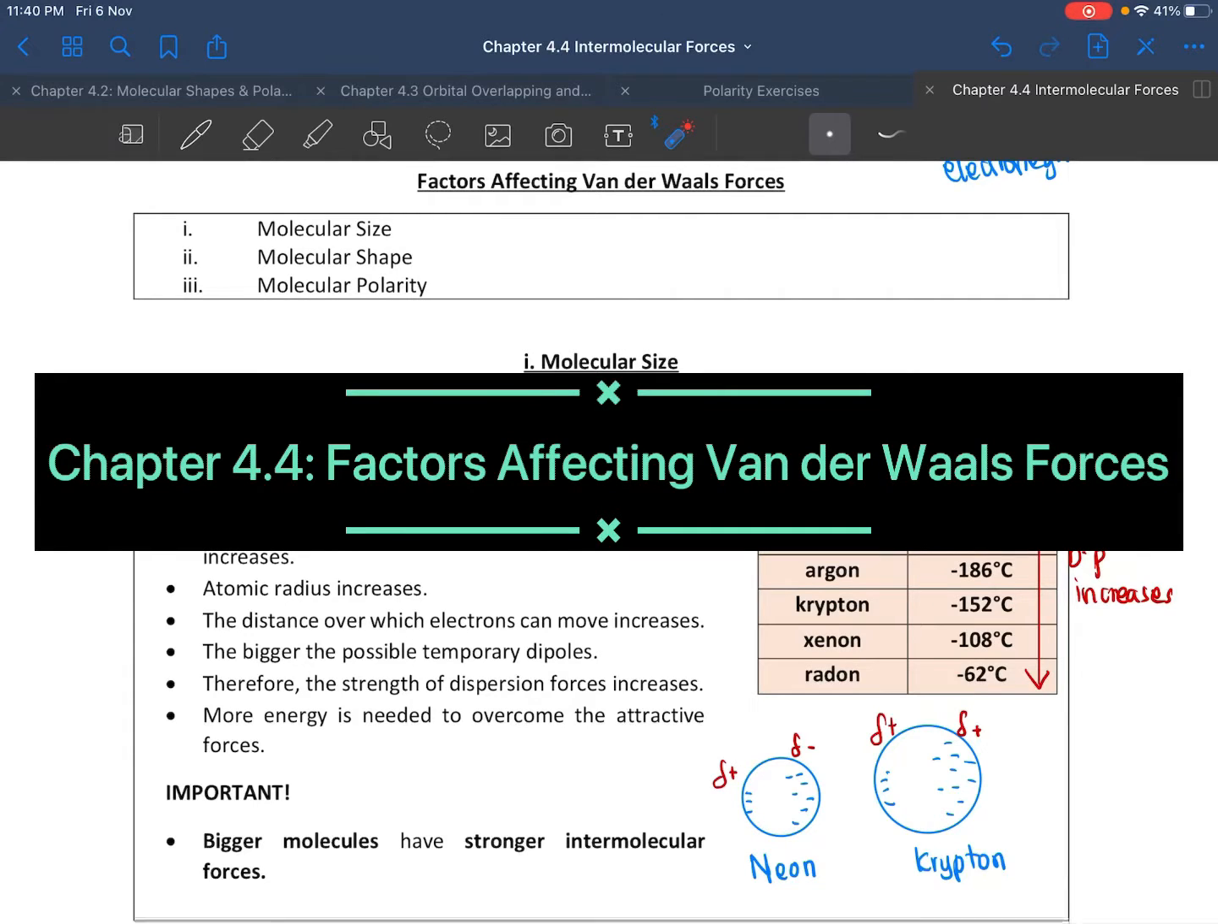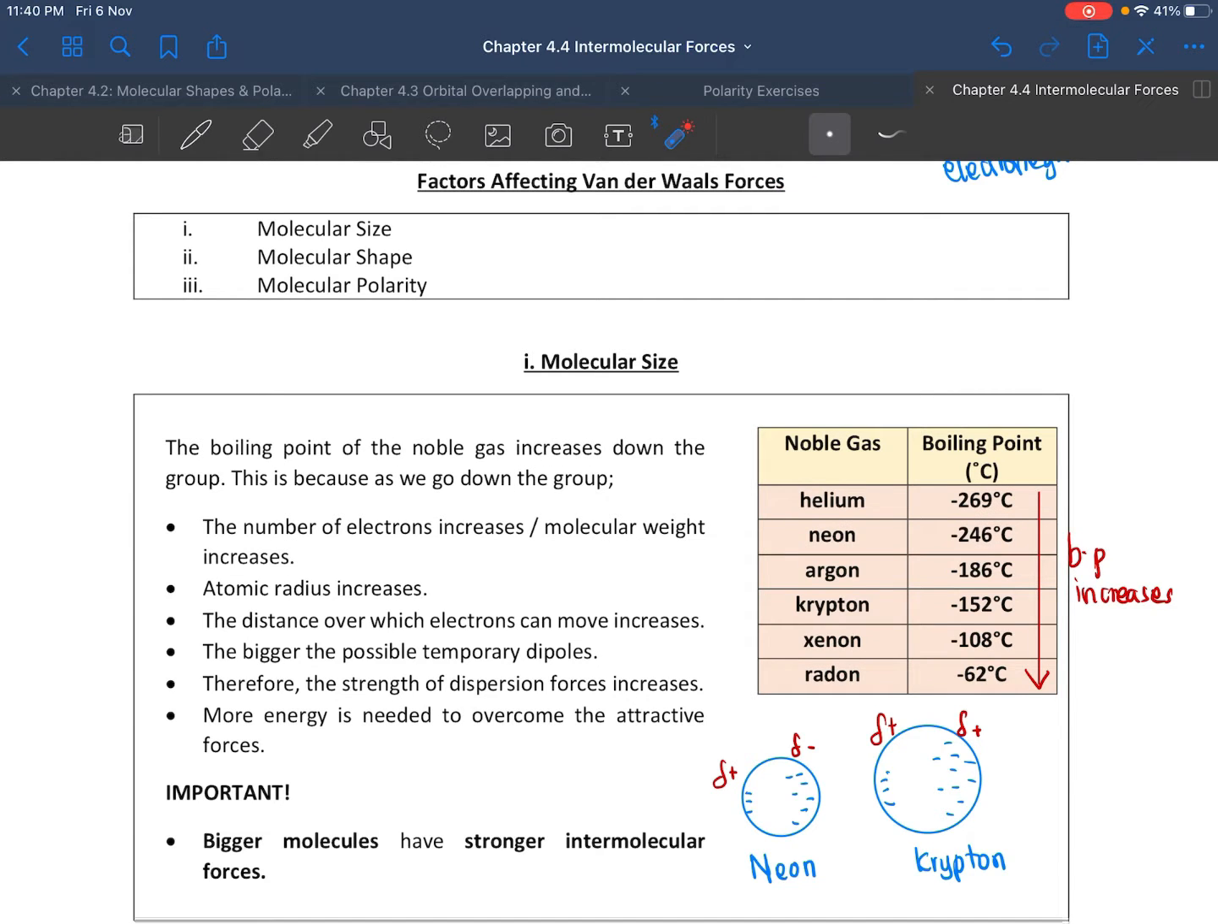Hello everyone. So let us proceed to factors affecting van der Waals forces. There are three factors affecting van der Waals forces, and the factors are molecular size, molecular shape, and molecular polarity. That means if you have two molecules, let's say molecule A and molecule B, and you want to determine sama ada molecule A atau molecule B yang ada stronger van der Waals forces, you have to look at these three factors.